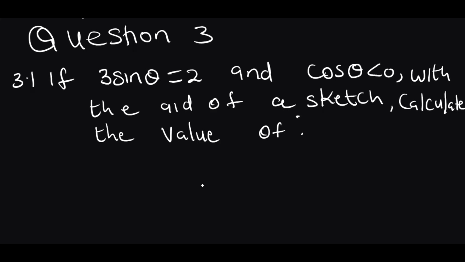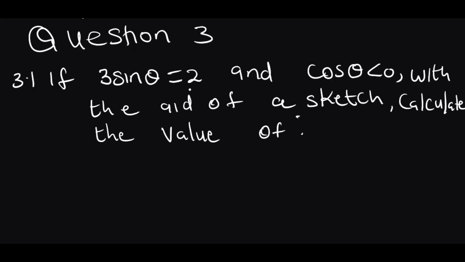Question 3. 3.1: If 3 sine theta is equal to 2 and cos theta is less than 0, with the aid of a sketch, calculate the value of the following. Since it is stated that we need to use a sketch in order to calculate the following, we need to draw the sketch first. And also, this cos theta is less than 0 is a restriction or a quadrant.